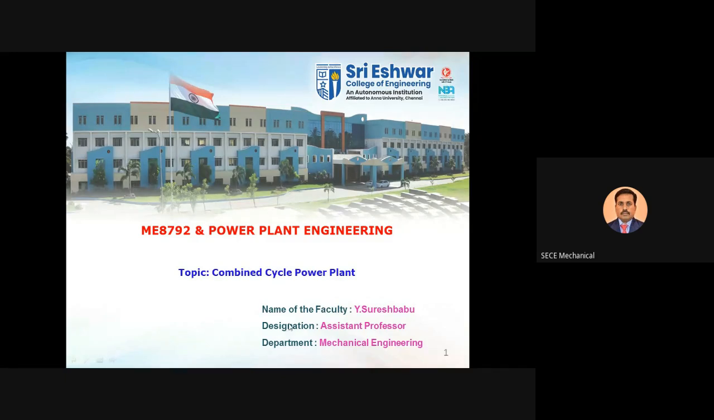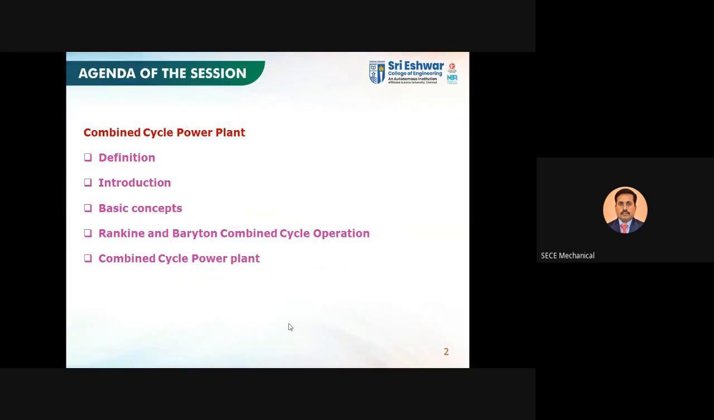First, we will see the agenda of today's session. What are we going to discuss in the combined cycle power plant? First, we are going to see the definition of the combined cycle power plant. What is meant by combined cycle? We discussed different cycles, right? One is called the Rankine cycle, the second is called the Brayton cycle. What is the Rankine cycle? What is the Brayton cycle? How these two cycles are applied in power plants and how power is produced, we discussed everything in the last class.